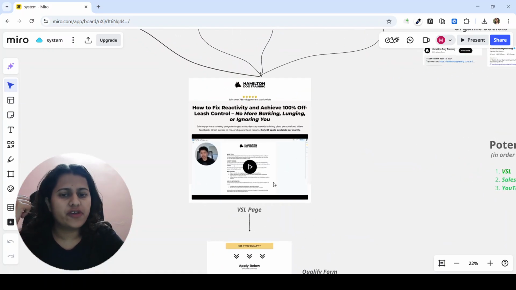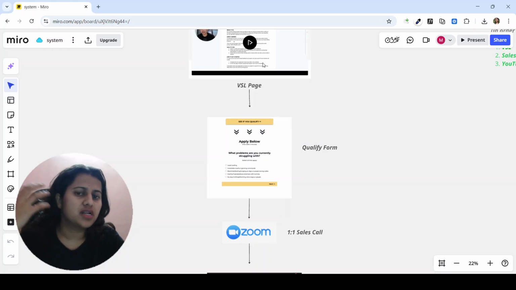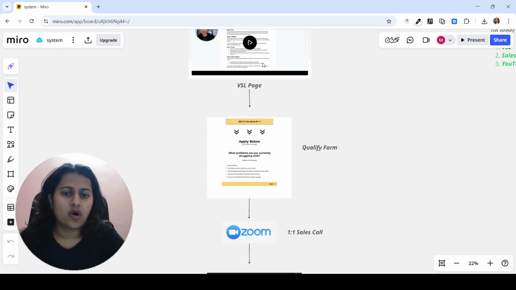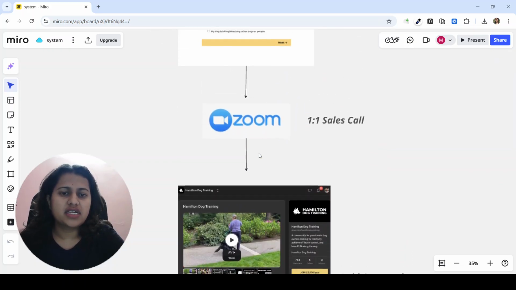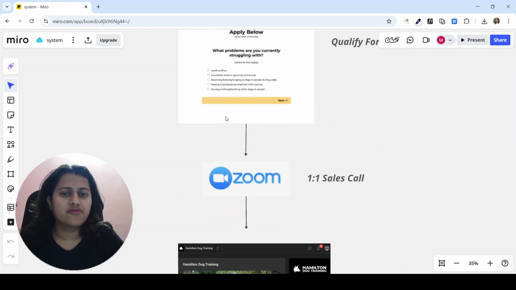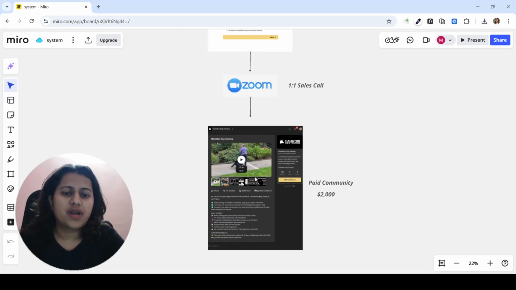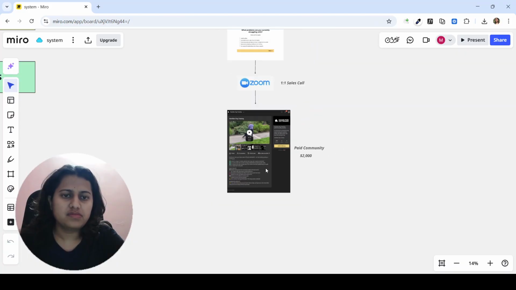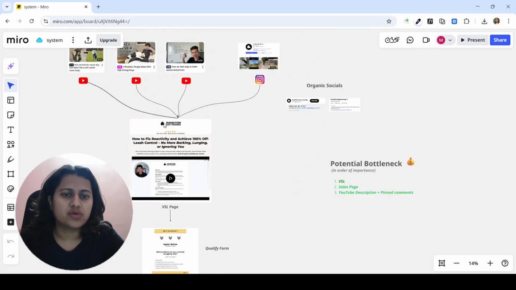So this is the VSL page that we wrote, and then connected it with a qualifying form. After whoever has learned about his VSL, about his offer, they go to a qualifying form where they get an apply button and then a few questions, and then they can have a one-on-one Zoom call if they qualify, and then they can be a part of his private paid community. Okay, so this is how we started out.